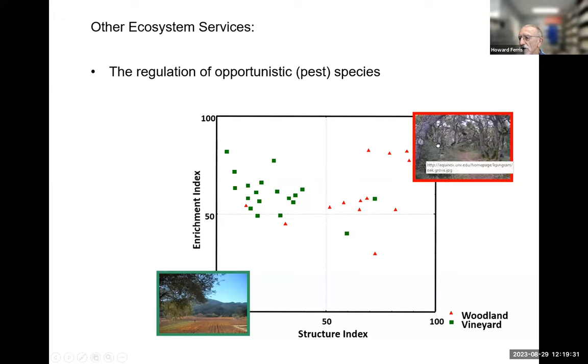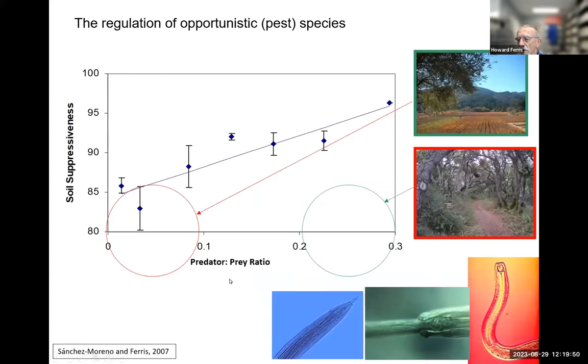On the other hand, 20 feet away up in the slight hill here, still fairly enriched, but a lot more predators. So now we take these soils from these two locations, and we introduce a nematode species that is not there that we can recognize. And then we find out when the predator prey ratio of the original soil is low, as in the vineyard here, the soil is less suppressive to the introduced nematode than when the predator prey ratio is high, as in the oak woodland here, and it's much more suppressive to this. So we got more of this kind of activity going on in that soil.